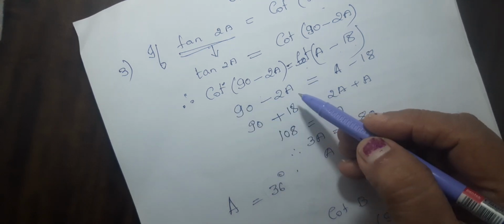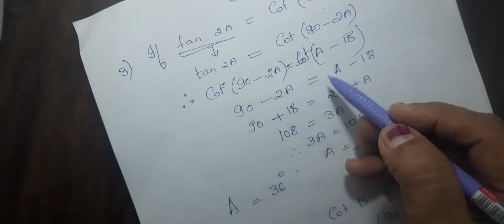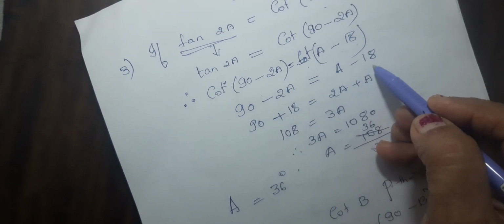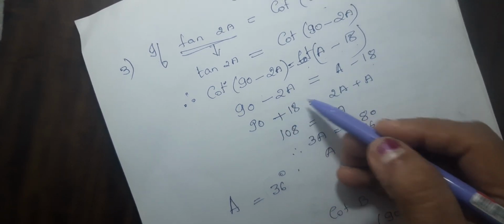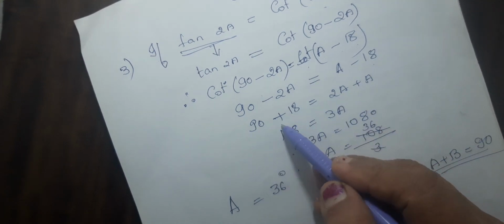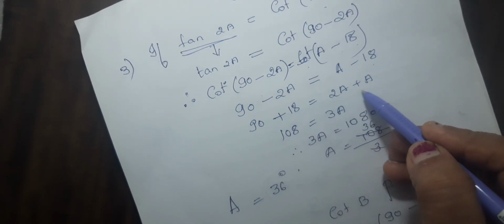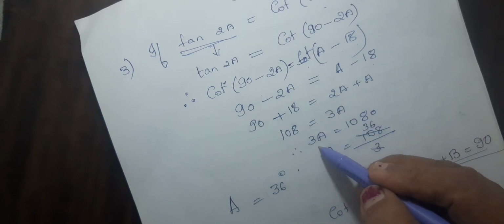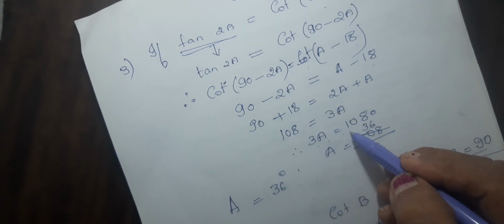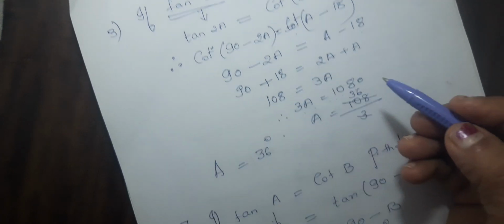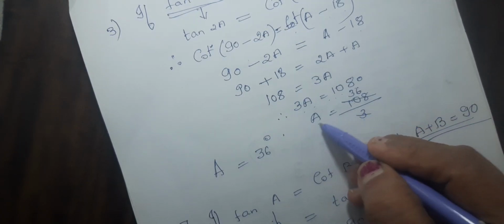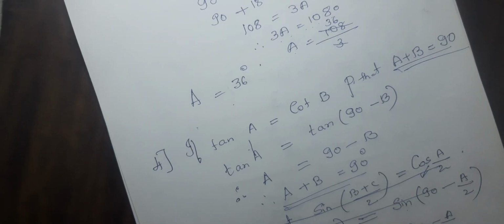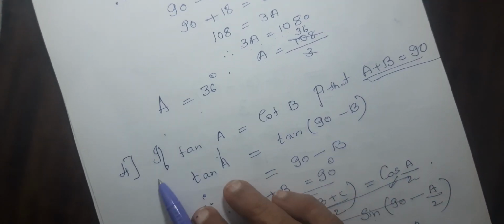So I will write these two as equal. 90 minus 2a is equal to a minus 18. So then transfer the terms. 90 plus 18 is equal to 2a plus a. So 108 is equal to 3a. Therefore a is equal to 108 by 3. If you do, you will get the value of a. So a is equal to 36 degrees. Okay. Next is the fourth one.